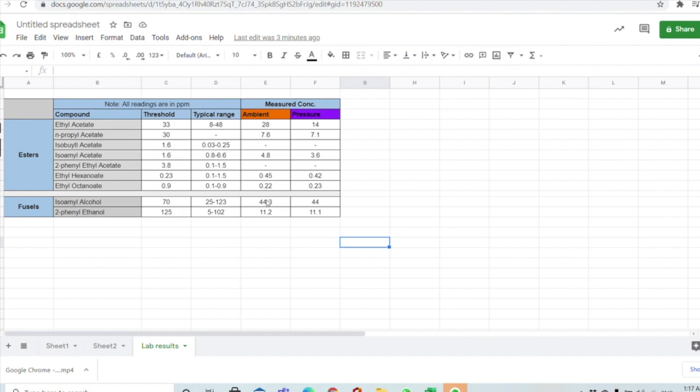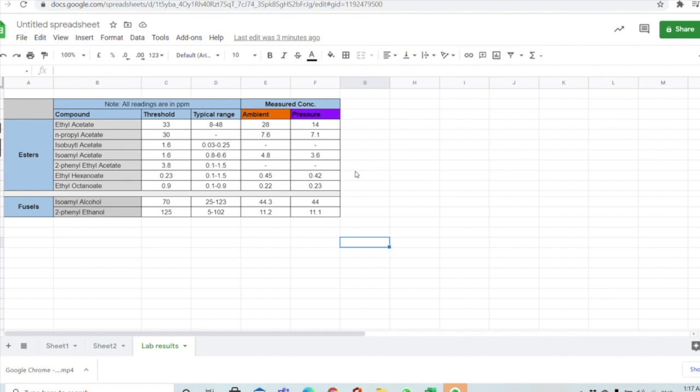In our ambient condition, we found 44.3 ppm, and in our pressure fermentation condition, it's pretty much the same at 44 ppm. Same goes for 2-phenyl ethanol, both at 11.2 and 11.1 ppm respectively. So in conclusion, we can say that the fusel alcohols were marginally affected or marginally reduced when we went from ambient fermentation to pressure fermentation. But for esters, in particular ethyl acetate, the reduction in ester production was considerable, while the other esters remained pretty much the same, with some marginal decrease here and there for a few esters.